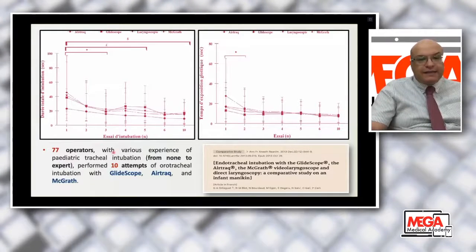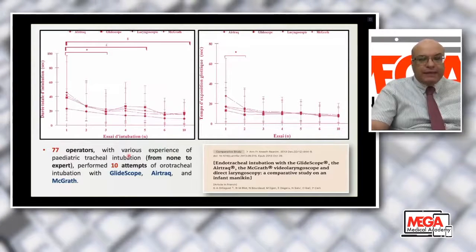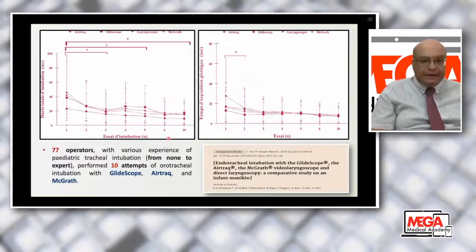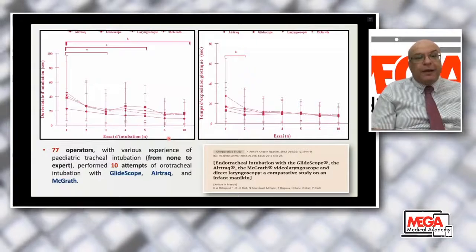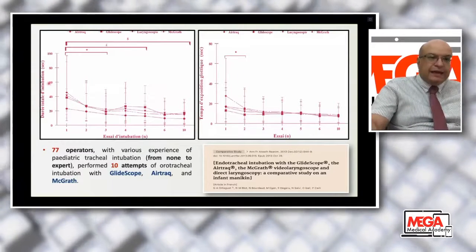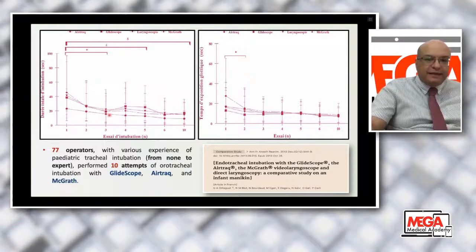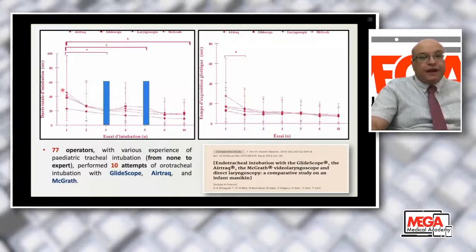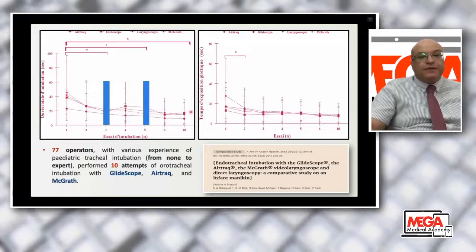If you take a look at this study, including 77 operators with various experience in pediatric tracheal intubation, they performed 10 attempts of tracheal intubation using the glidoscope, AirTrack, and McGrath. All of them are video laryngoscopes. You can see the time to intubation is significantly decreased, starting from the third attempt here, and also from the fifth attempt. So the time of intubation is decreased from the first trial up to the 10 trials.